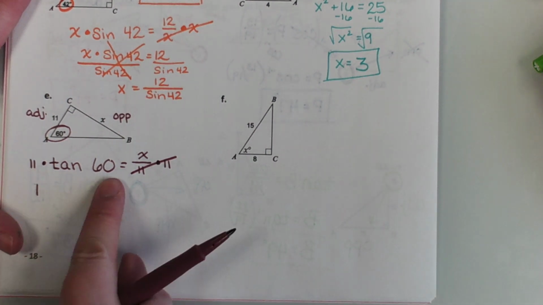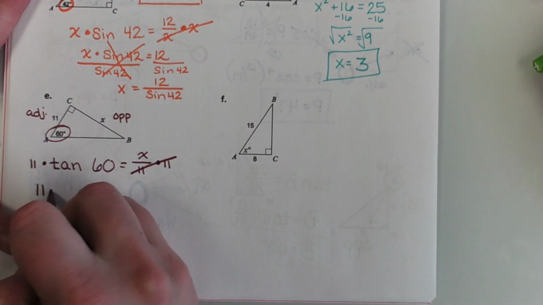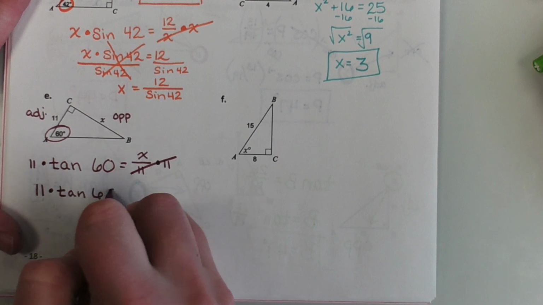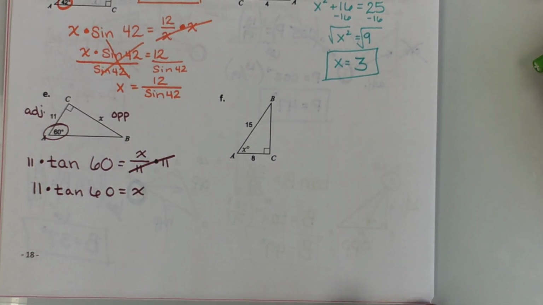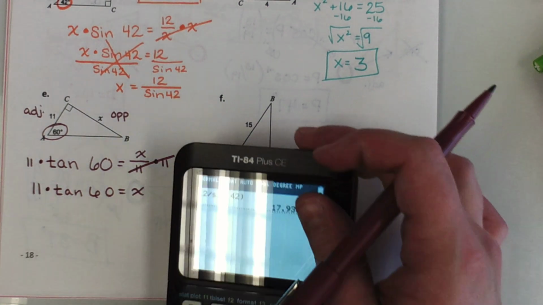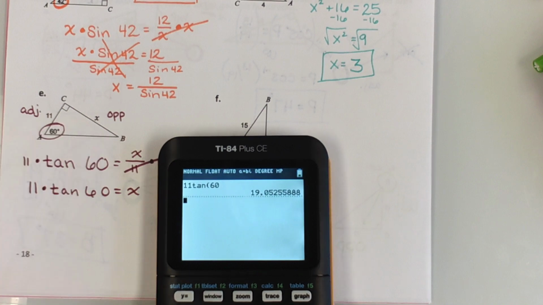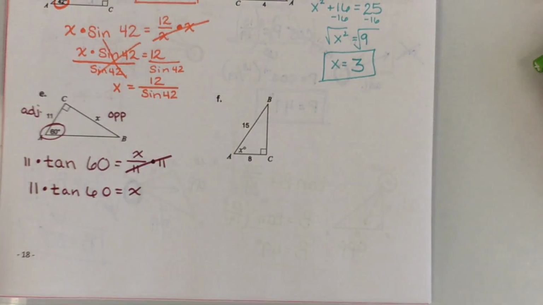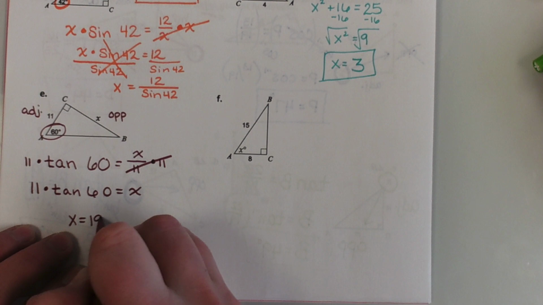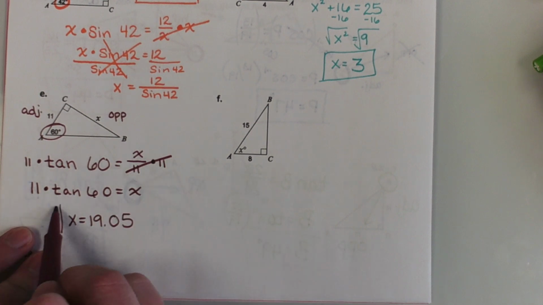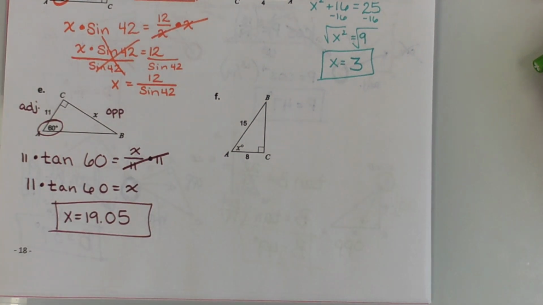Do I multiply the 11 and the 60? No. I have 11 getting multiplied by tangent of 60. It's equal to x right now. I need to get x alone. Done. Type it into the calculator. Rounded to the nearest side length, hundredth, 19.05. So keep an eye on what you are rounding for.